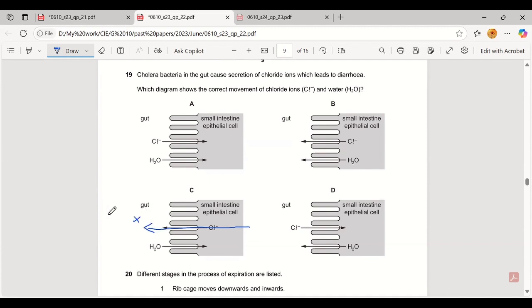This will create a low water potential. This low water potential is lower than the water potential of the blood. So where will the water move? From the lumen to the blood ولا from the blood to the lumen? Passing طبعا على ال small intestine itself. The water potential of the blood is higher than inside the lumen when chloride ions are released into the lumen. Where will the water move? From where to where?